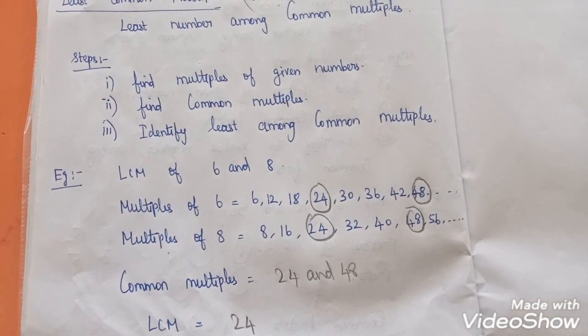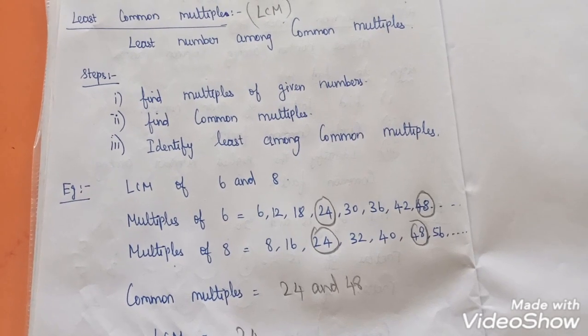So if you know the 3 basic steps, you could easily find the least common multiple.